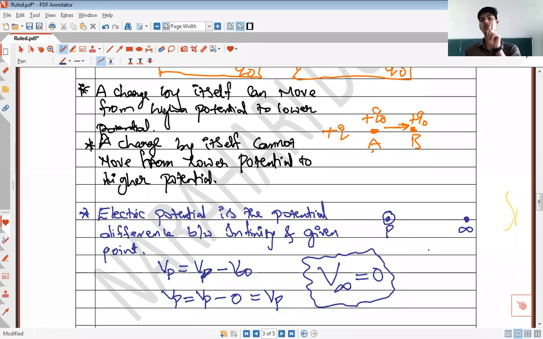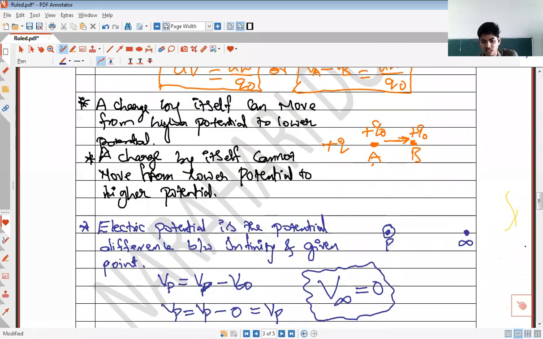Work has to be done only where there is an electric field, remember. Work has to be done only where there is an electric field, and that work done is nothing but electric potential, right? So I hope the idea of electric potential and potential difference is clear.